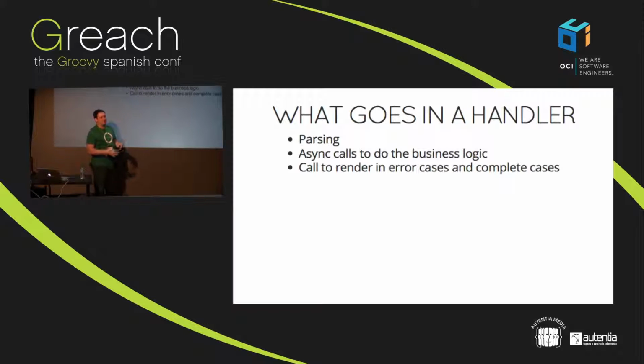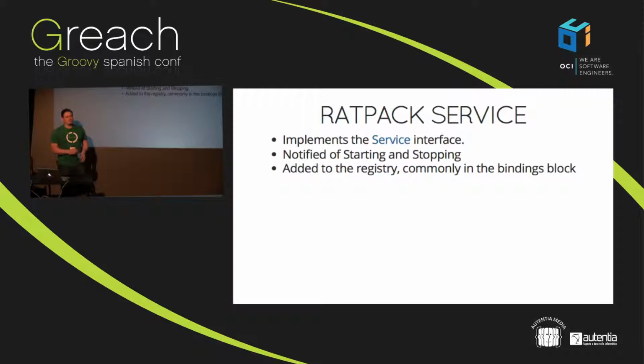So what actually goes into a handler? In my opinion, I like to keep the parsing in handlers. I like to do lots of async calls to the business logic layer, and I like to do the calls to actually render the error cases and the completed logic. So that makes for a relatively thin handler. Almost all your business logic is going to have to live elsewhere, and that's just the way. It's kind of like Grails controllers were thin, and you had a fat service layer. It's very much analogous. Which brings us to a Ratpack service.